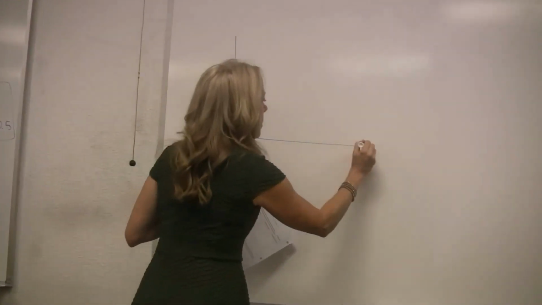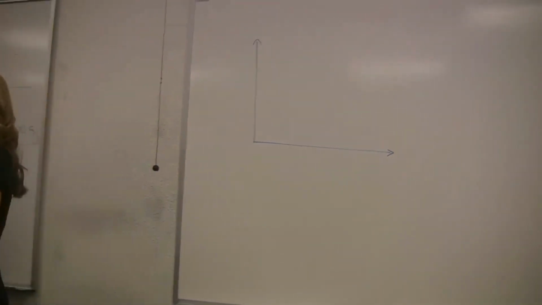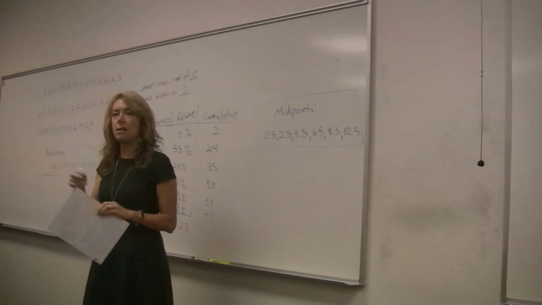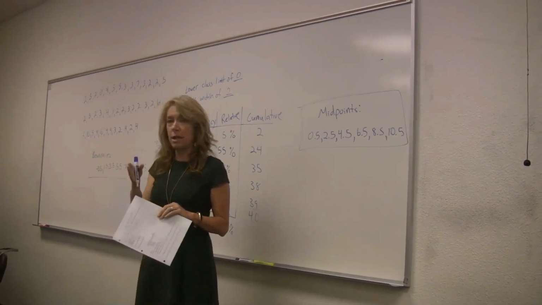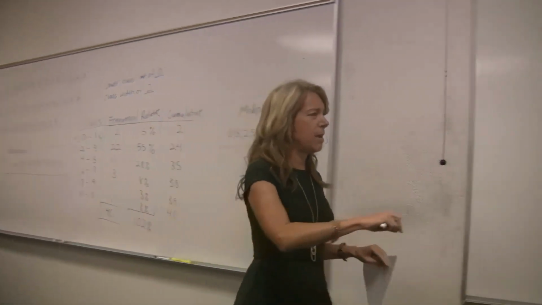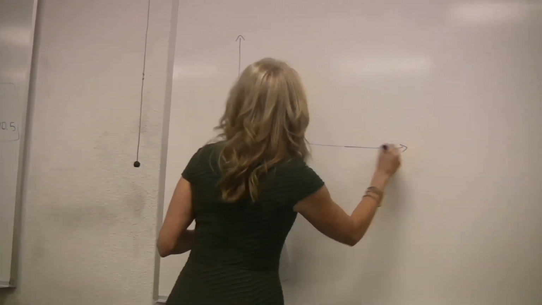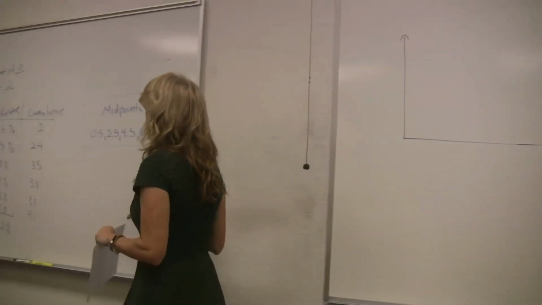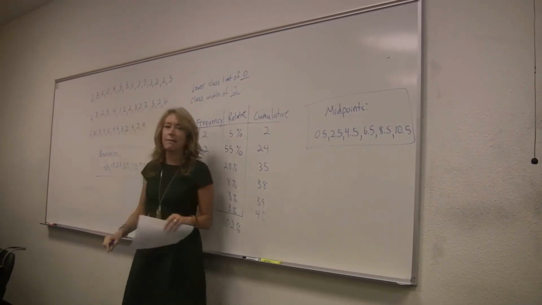I have a horizontal axis and a vertical axis, like your X's and your Y's from algebra. On the horizontal, it's going to represent my classes. The most common numbers to put on there are the boundaries. So I'm going to make this a little bit longer so I can squeeze them all in here. I'm going to list all of my boundaries on that axis, starting with negative 0.5.